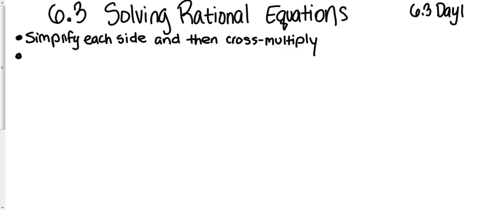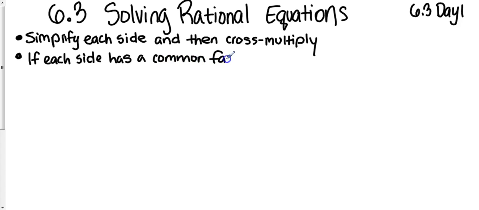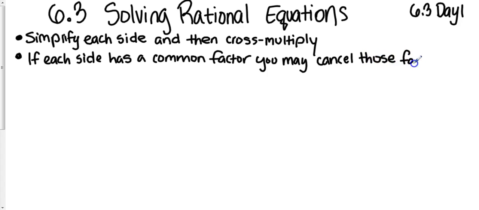This next step is key. If each side has a common factor, you may cancel those. Factors out.